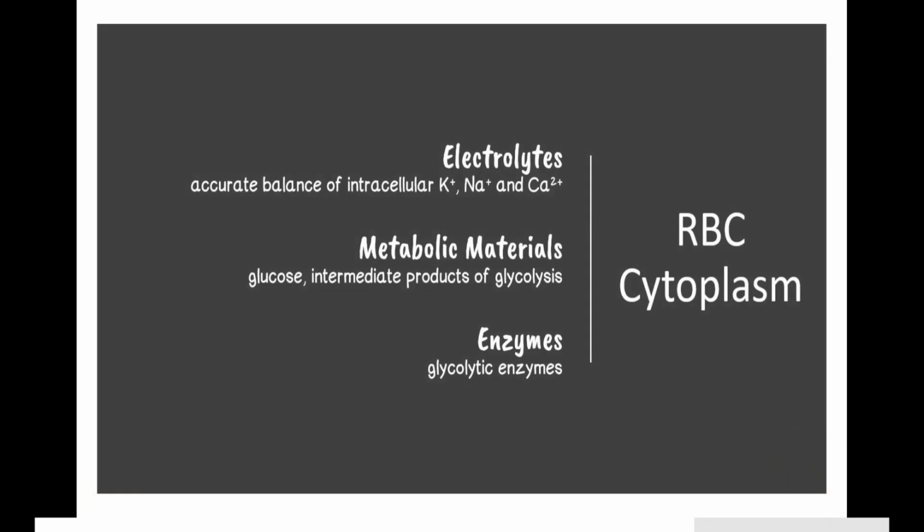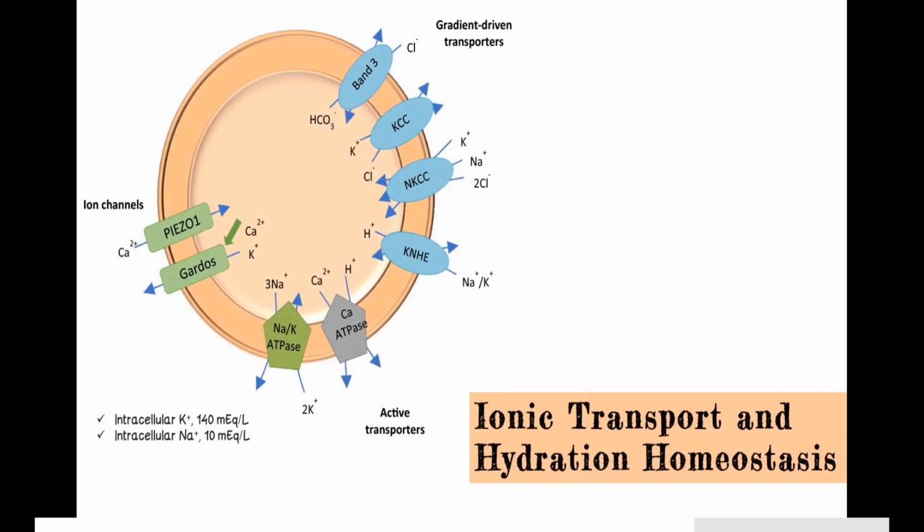Now, the components of the cytoplasm of the RBC are also important to maintain the overall property of the RBC. These contents of the cytoplasm involve the electrolytes, the metabolic materials such as glucose and the intermediate products of glycolysis, and the different enzymes that catalyze the metabolic reactions in the cell. Now, let's start with the ionic transport and the hydration homeostasis.